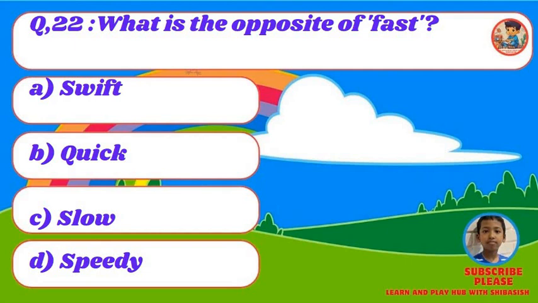Question 22. What is the opposite of fast? Option A, swift. Option B, quick. Option C, slow. Option D, speedy.